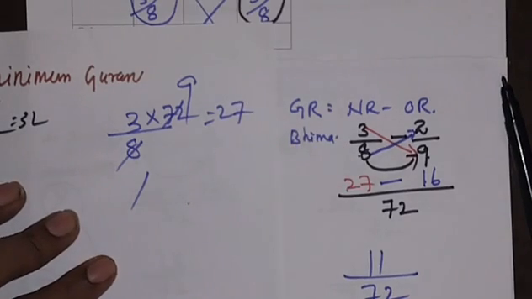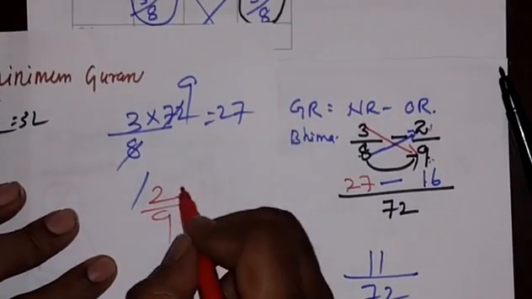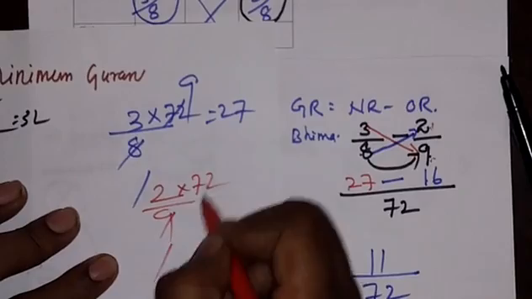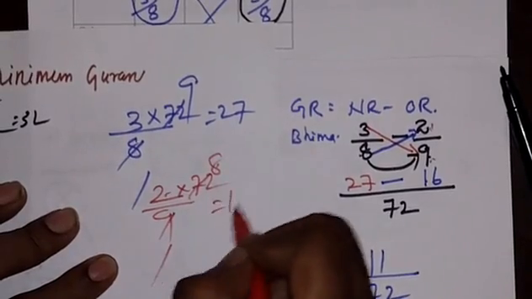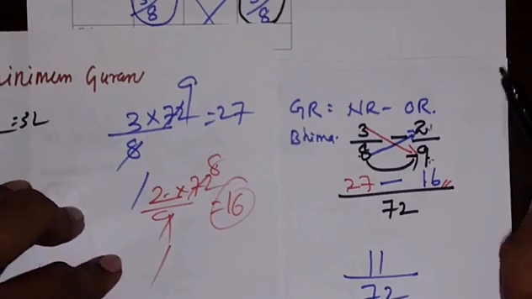And another one, 2 by 9. 2 by 9 multiplied by 72. 9 1s are 9, 8 2s are 16. This 16 only is this 16. I hope that you understood the problem.